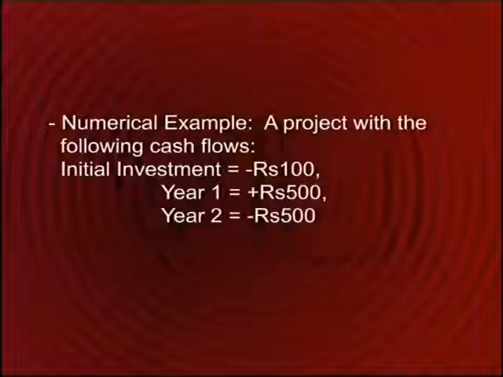In this project, you will make an initial investment of 100 rupees. After 1 year, you will have a net positive cash inflow of 500 rupees. And after 2 years, you will have a net cash outflow of 500 rupees. Now, if you use your standard net present value equation to calculate the IRR, you would come up with two answers. One of them is 38% and the other one is 260%.